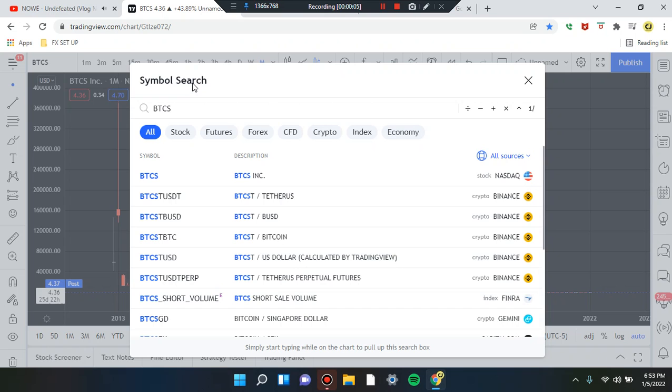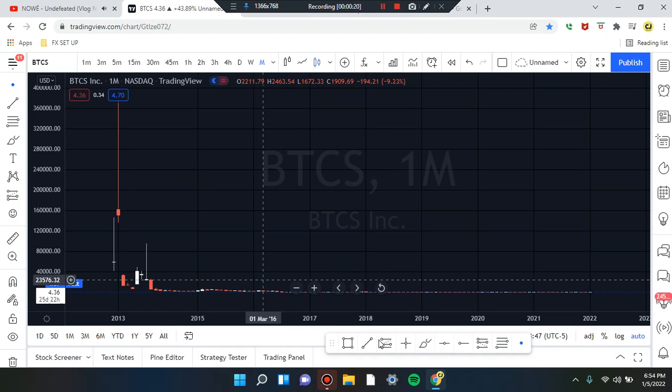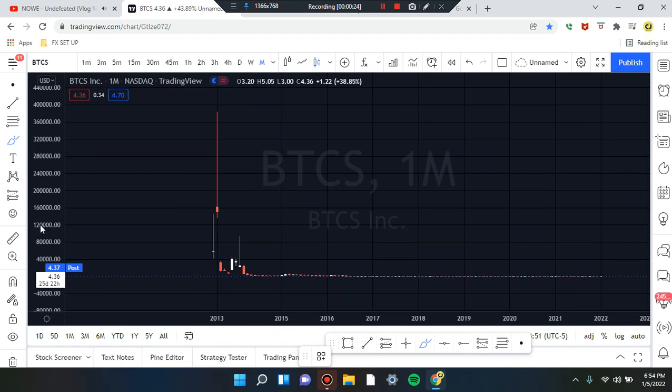We are here with Running the Levels, looking for market structure patterns. Okay, guys, we are marking up BTCS. Let's walk through structure and look for patterns in the market. We are on the monthly time frame, so let's break down these charts and see what we see.